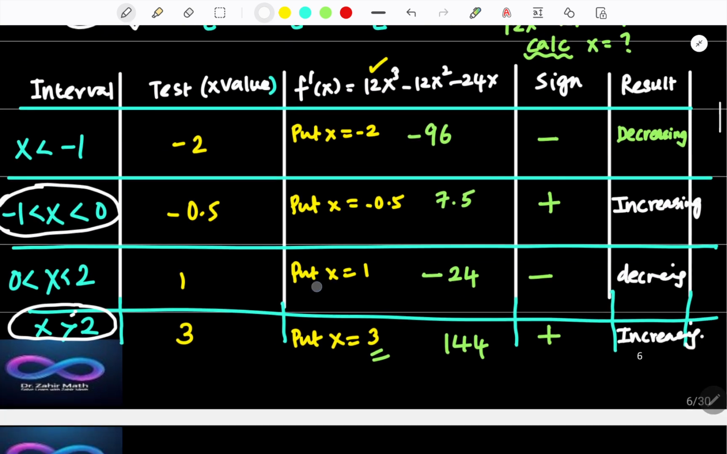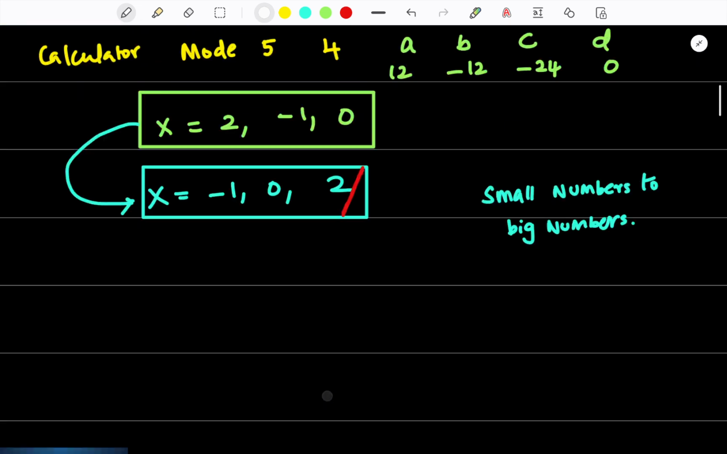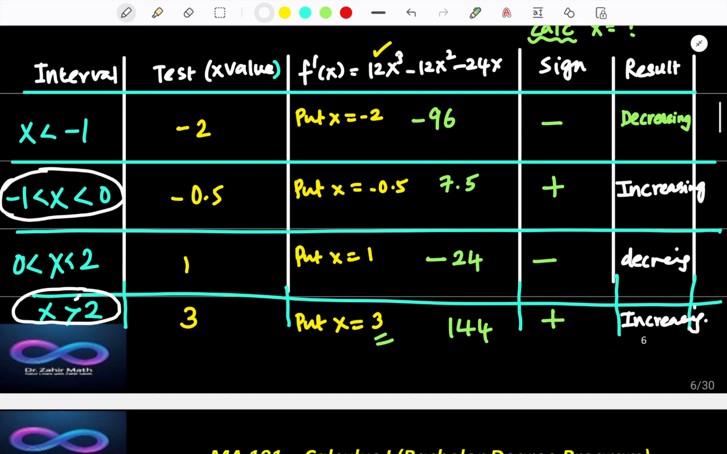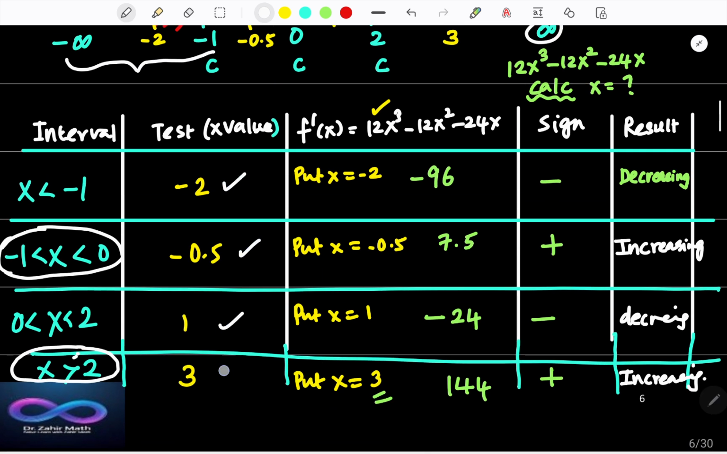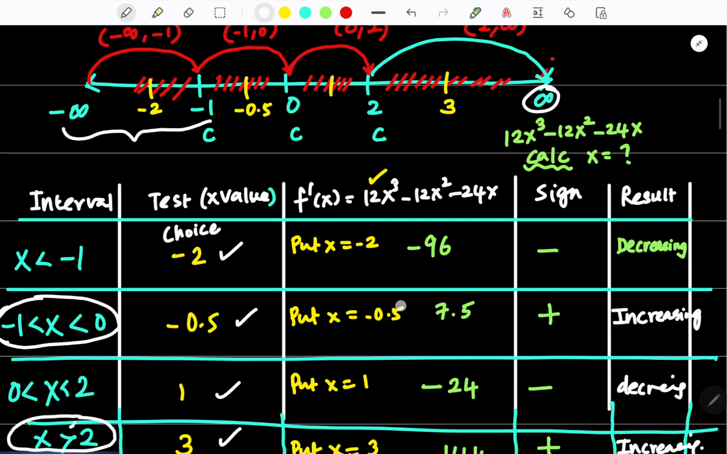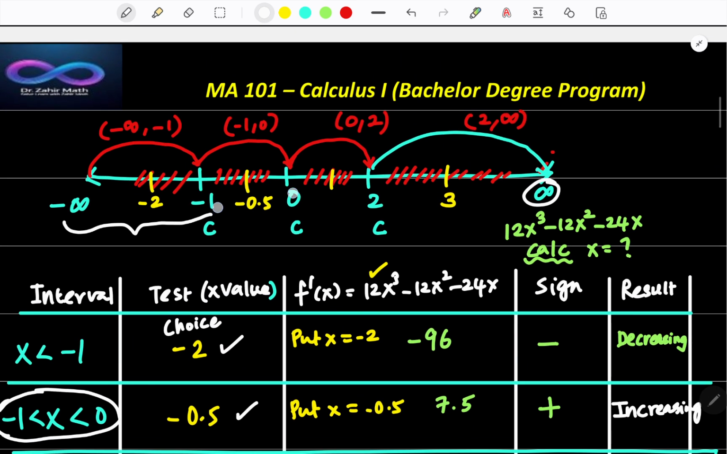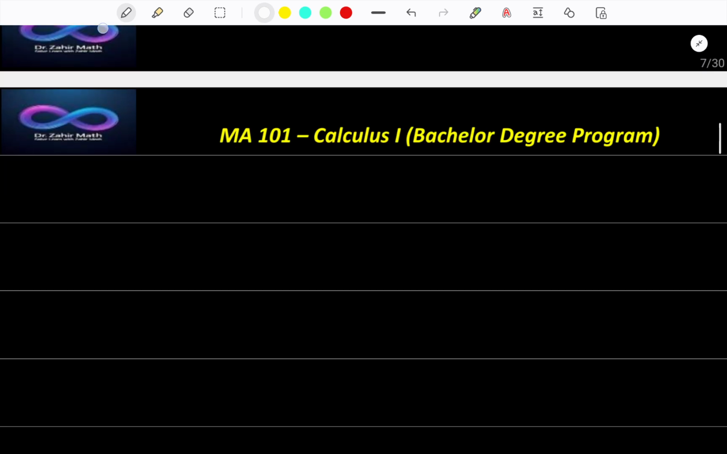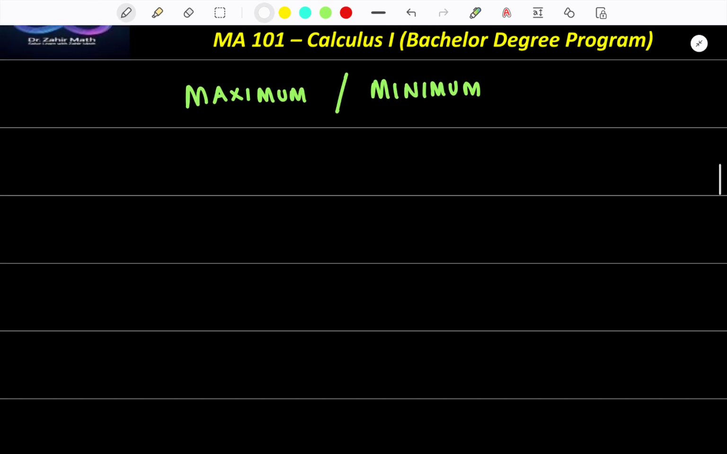It's clear everybody? So what are the steps? Find f dash. F dash of x is equal to 0. Calculate the critical points. Then create the table, and in the table you take a test value. Test value is your choice. Keep in your mind, you need to take the values in between this, in between this, in between this, in between this. That is very, very important. Then calculate the value of f dash of x, keep in your mind, not f of x. If it is negative, decreasing. If it is positive, increasing. Clear everybody? Right. Next we are going for maximum and minimum.